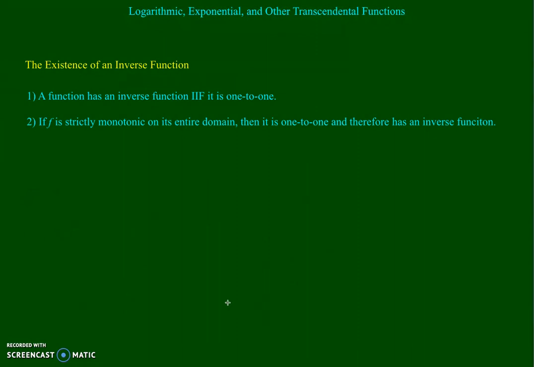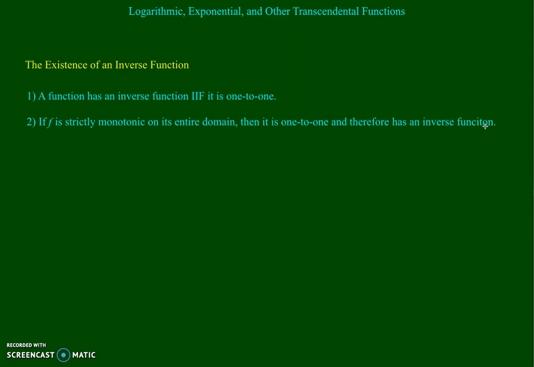There are two conditions that have to be met in order for a function to have an inverse function. First, in order for a function to have an inverse function, it has to be one-to-one. In order for the function to be one-to-one, it has to be monotonic. One-to-one means it's monotonic. That means it's either always increasing or always decreasing on its entire domain. If the function is monotonic, then it's one-to-one, and therefore it has an inverse function.